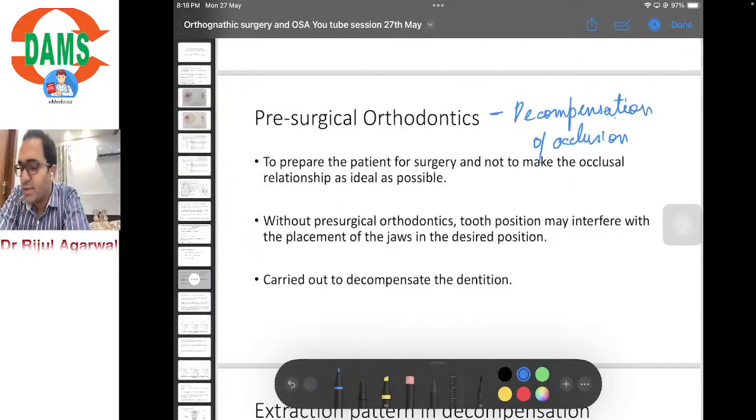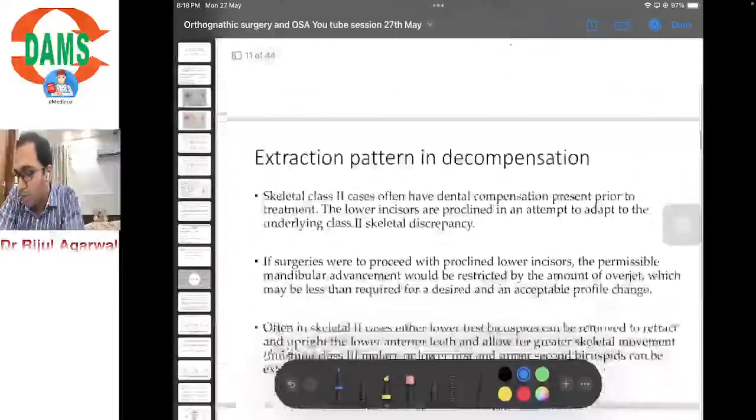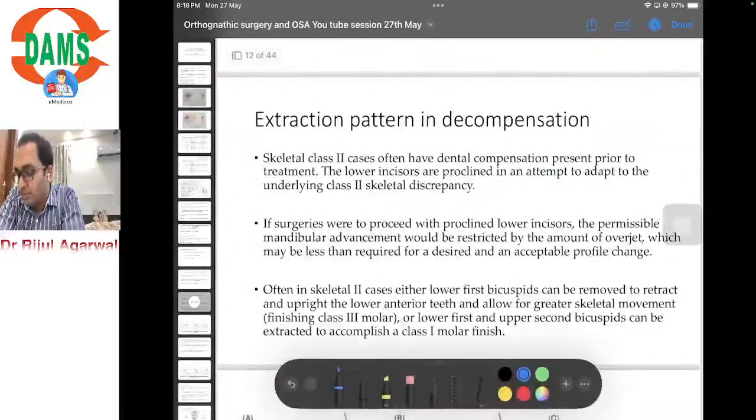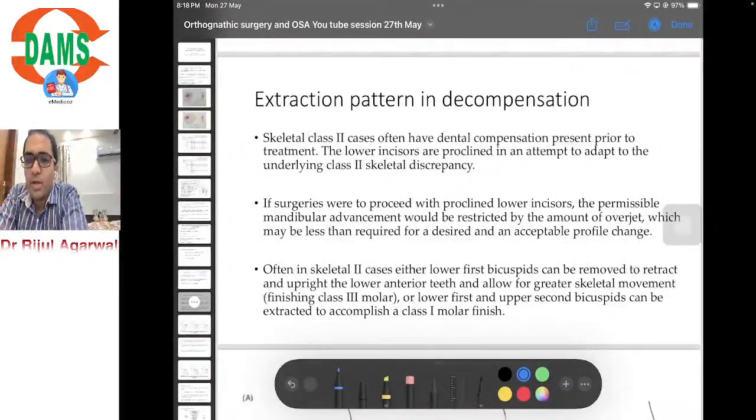Pre-surgical orthodontics is done to carry out decompensation of the occlusion. So what is decompensation and compensation? जो आपके एग्जाम पॉइंट से इम्पोर्टेंट है. So students, please note what happens.